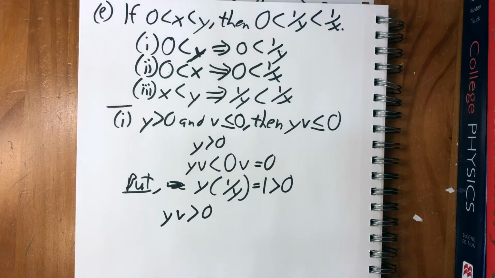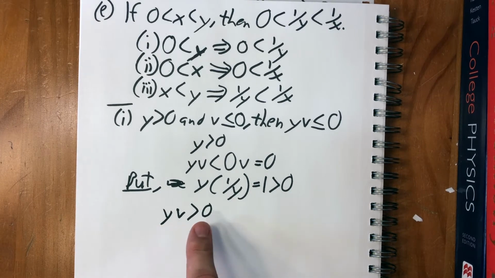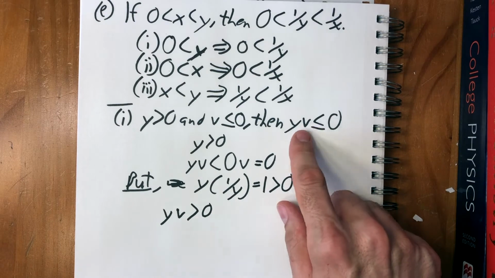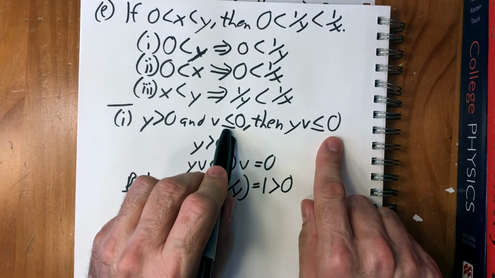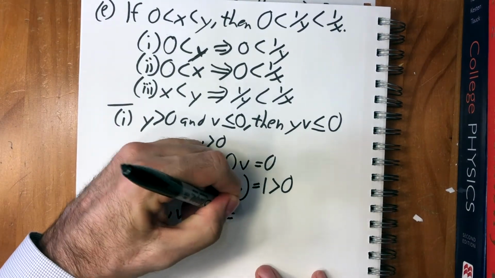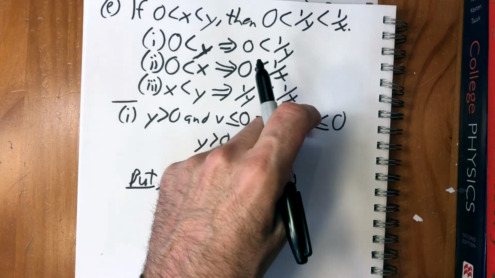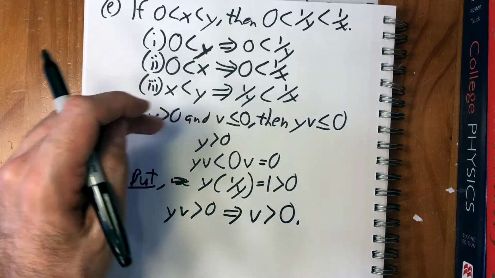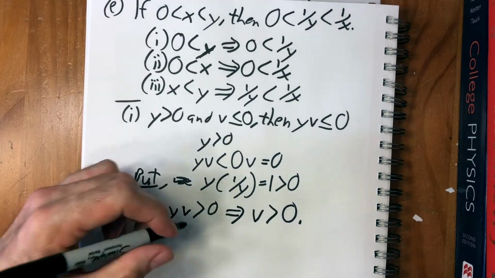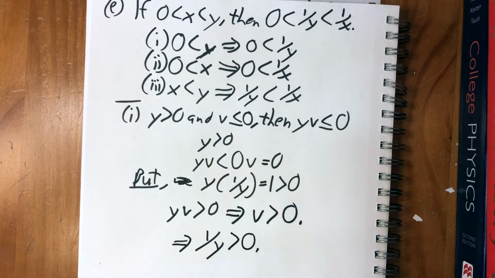But now using the contrapositive, if we're starting with y > 0, but we have that yv is greater than 0, then we've proven the opposite of the conclusion here. So one of the assumptions must be wrong. Therefore, v must be greater than 0, because we proved that the alternative isn't true. We're given that y > 0, so v must be greater than 0. So if v is greater than 0, therefore 1/y is greater than 0. Okay.